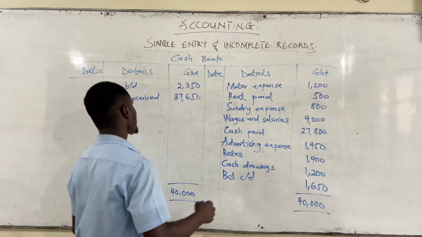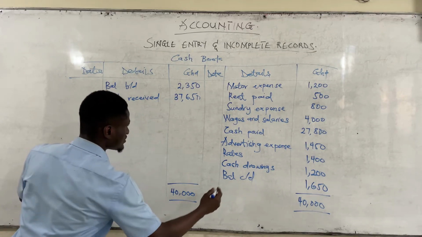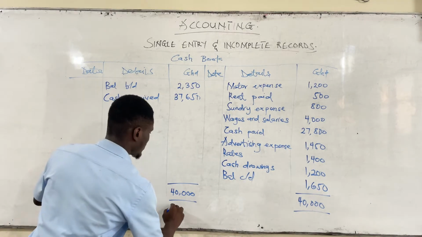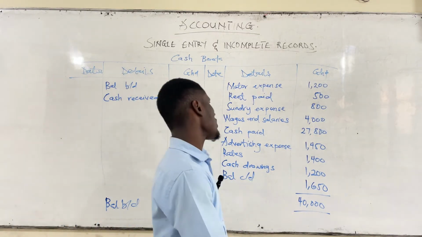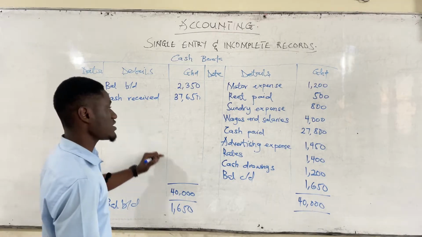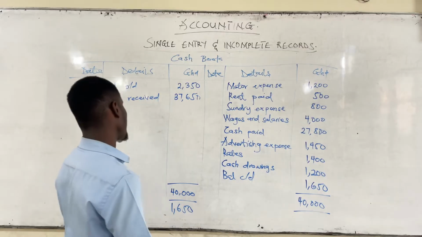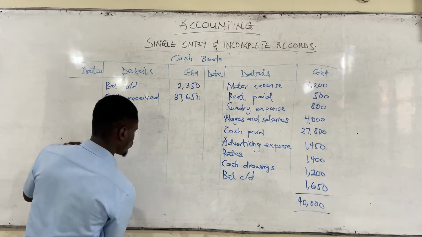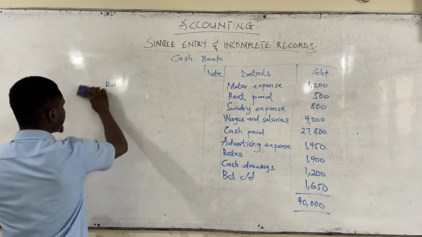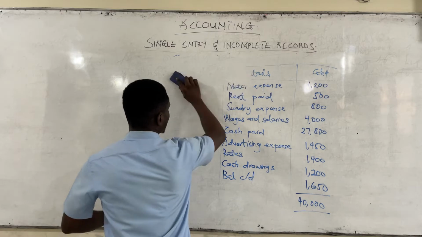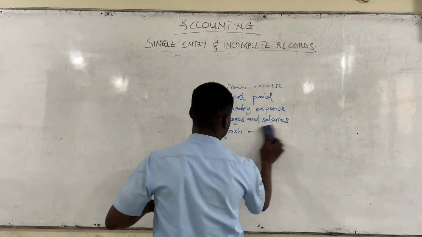Good. So the balance BD is still going to be the CD there. So we have 1,650. So as I said, we are going to prepare our creditors control account. We are done with the statement of affairs. We are done with preparing our cash book. So now we move on to prepare our debtors control account to get our credit sales, and also we will prepare our creditors control account to get our credit purchases. Good.